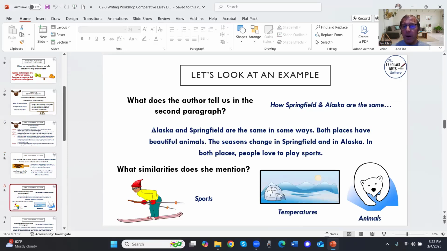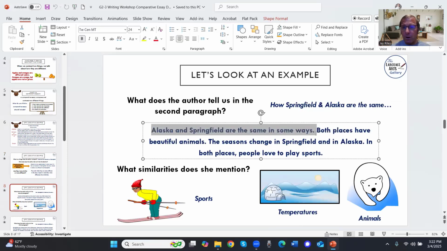It tells me right away in that first sentence, my students already know what a topic sentence is. So hopefully, if you've been following along with our writing workshop lessons, your students understand that they're telling you the main idea in that first sentence, that topic sentence, and they're saying Alaska and Springfield are the same in some ways. So I know right away I'm going to be reading about similarities.